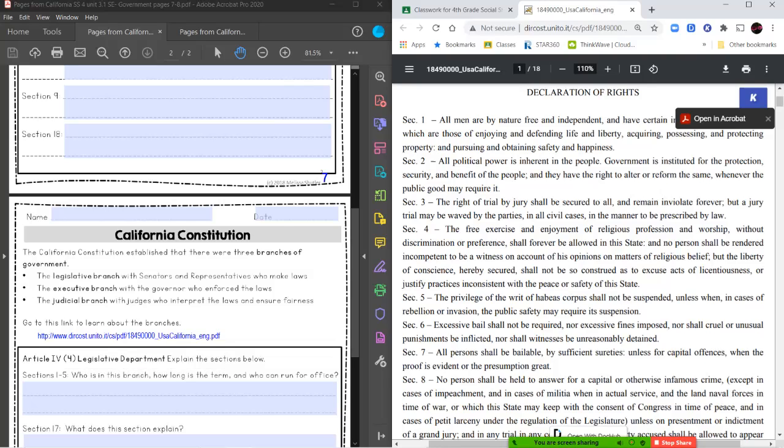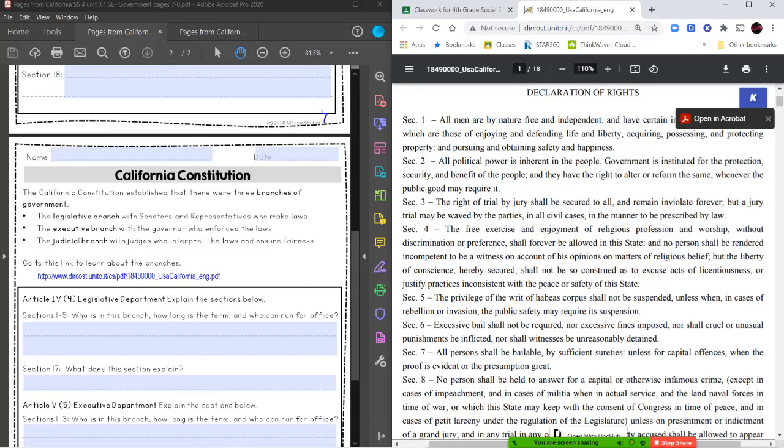Now let's keep going. California Constitution establishes that there were 3 branches of government. Now we've talked about these in the past. We're going to review them again. We have the legislative branch, the executive branch, and the judicial branch. So the legislative branch has the senators and the representatives who make the laws. Legislation means laws, so legislative branch makes the laws.